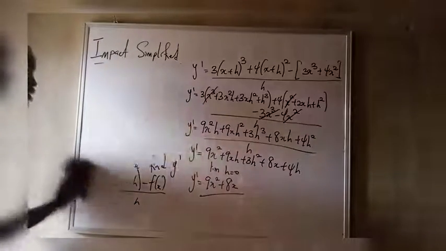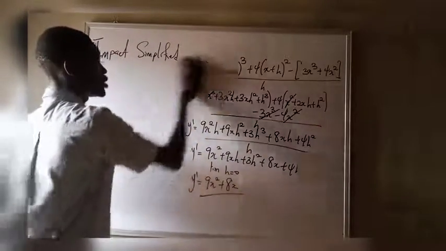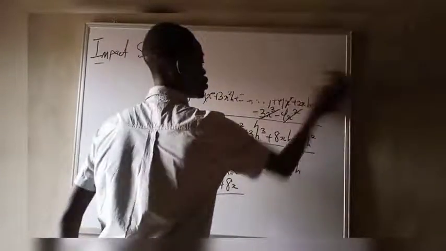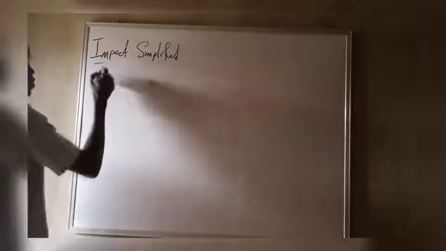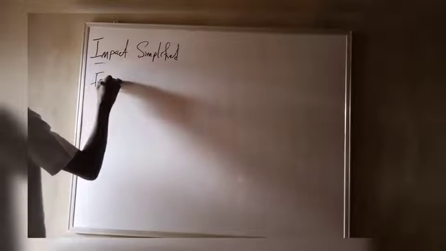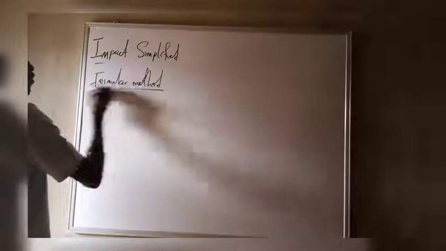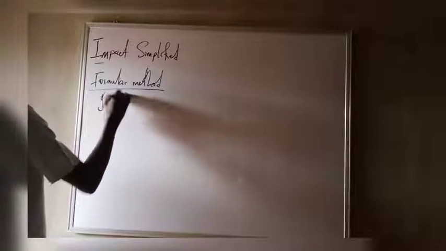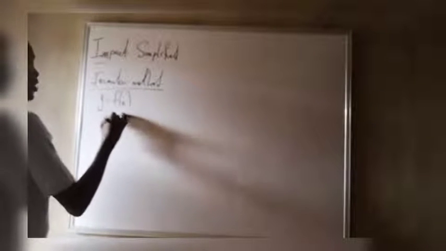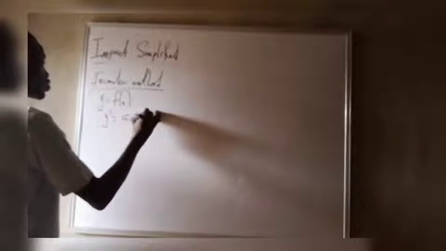Now let's look at the next method. And the next method is making use of the formula method. So if we are talking of the formula method, we must know that if we have y equals f of x, our y prime will give us a n x to the power n minus 1.